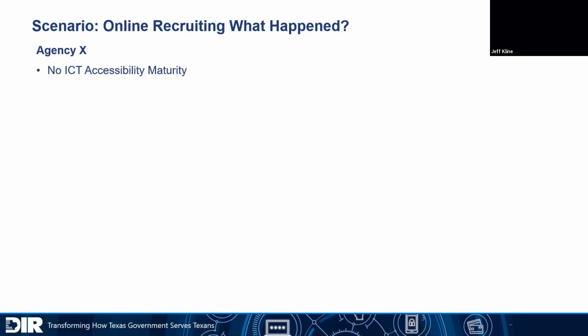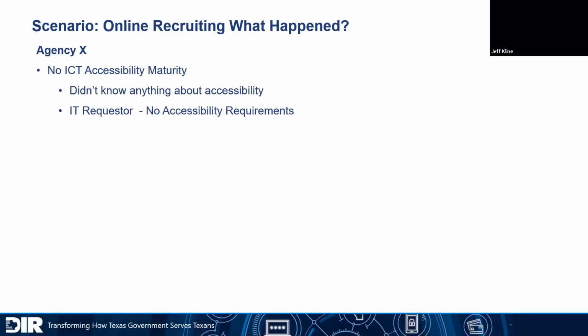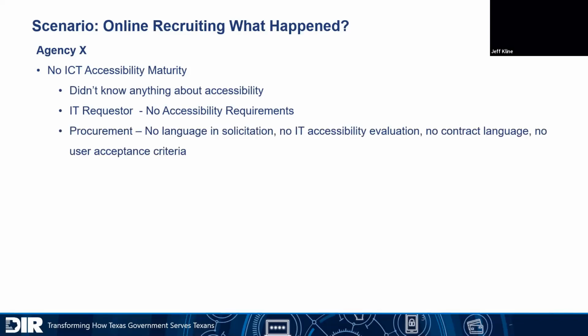But anyway, the agency wasn't mature in accessibility. What does that mean? Well, they didn't know really anything about accessibility. The IT requester for this application didn't include any accessibility requirements, based on lack of knowledge. And there was no language in the solicitation with regard to accessibility, no evaluation, no contract language in the contract as it went down, and no user acceptance criteria. The bottom line is there was no corporate or agency ICT accessibility policy.